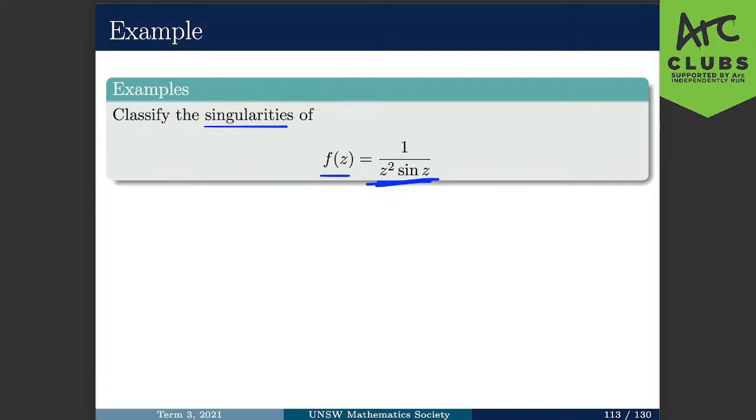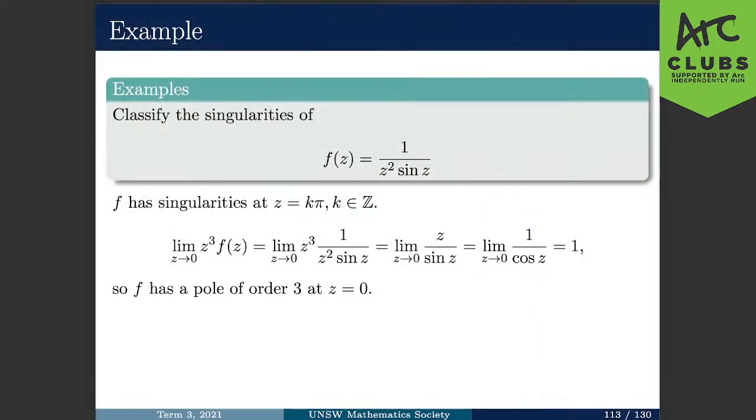Well, clearly if z is equal to k pi, then the function is not holomorphic, because when z is equal to k pi, then we know that sine z is equal to 0. Okay, now we're going to classify them. Obviously they're not all the same, because there is also a z squared here, and we know that z squared is 0 when z is 0. So here we probably need to treat z equals 0 a little bit differently from the other values of k pi.